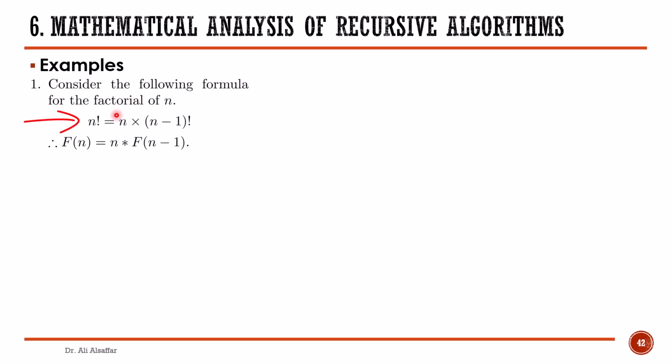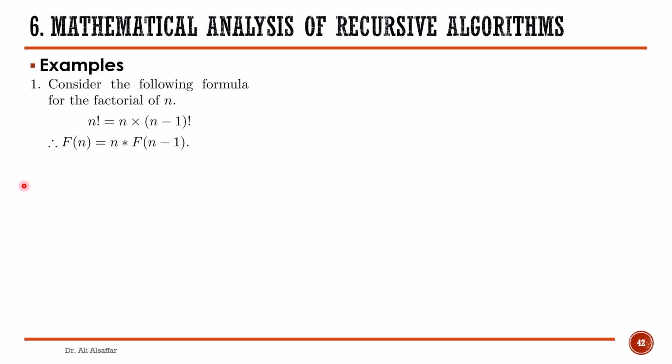Consider the following formula for the factorial of a positive integer n. n factorial is equal to n times (n minus 1) factorial. The formula for the factorial can be expressed as a function with a parameter of n. If f(n) gives the factorial of n, then f(n minus 1) gives the factorial of n minus 1. So we can replace n factorial by f(n) and replace (n minus 1) factorial by f(n minus 1). And the formula for factorial of n can be expressed as f(n) equals n multiplied by f(n minus 1).